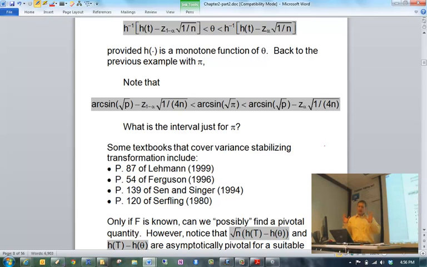Just to remind you, the reason why we went through this is because there are going to be times where we need some kind of pivotal quantity to work with, and it's not going to be obvious what to work with. And so this little technique gives us an asymptotically pivotal quantity that we could use.